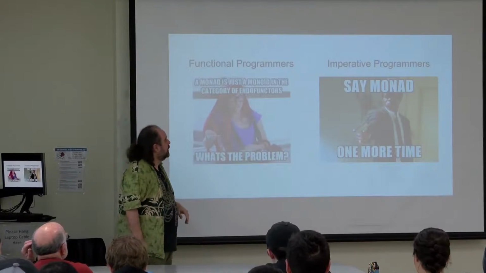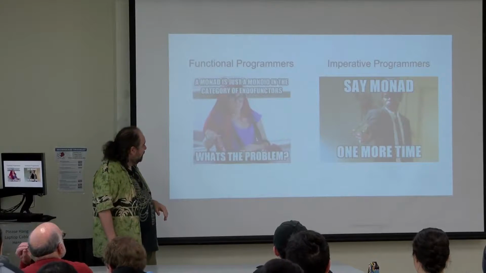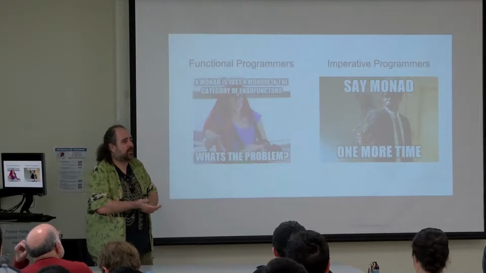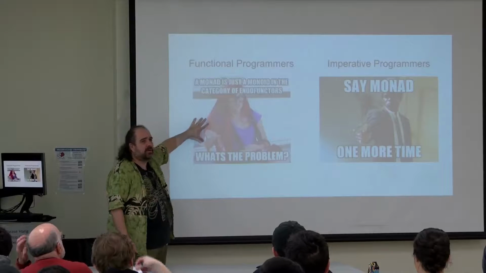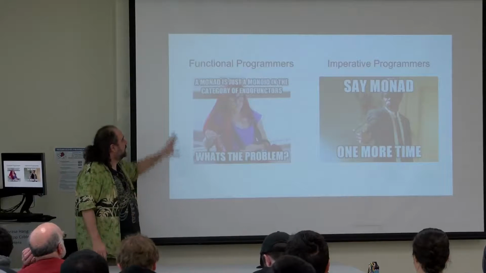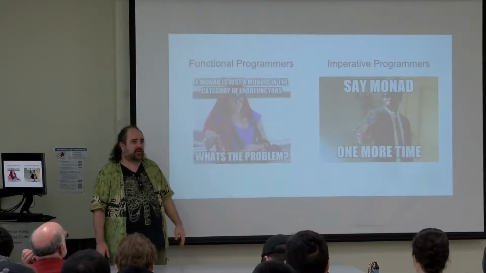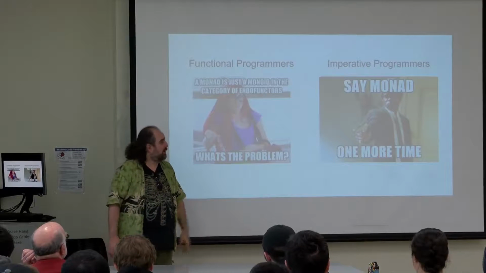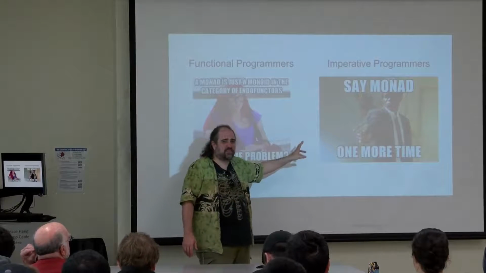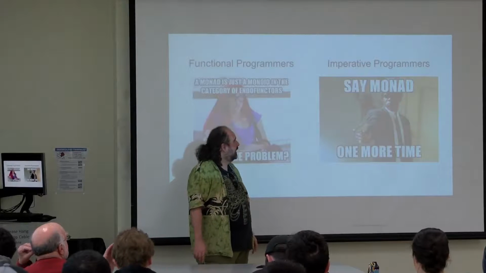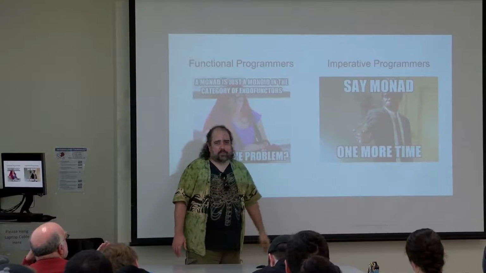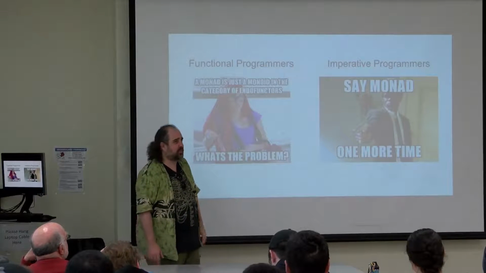Okay, good. So basically, when you ask a functional programmer what a monad is, this is the typical standard monad joke: that a monad is just a monoid in the category of endofunctors. What's the big problem? And this is the typical response from an imperative programmer, which is just: say monad one more time. You're just using this as an excuse for what you're trying to do.